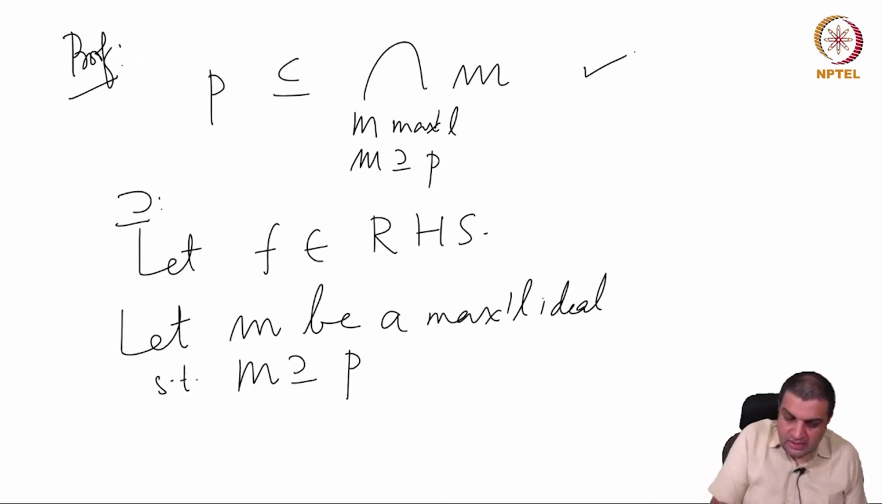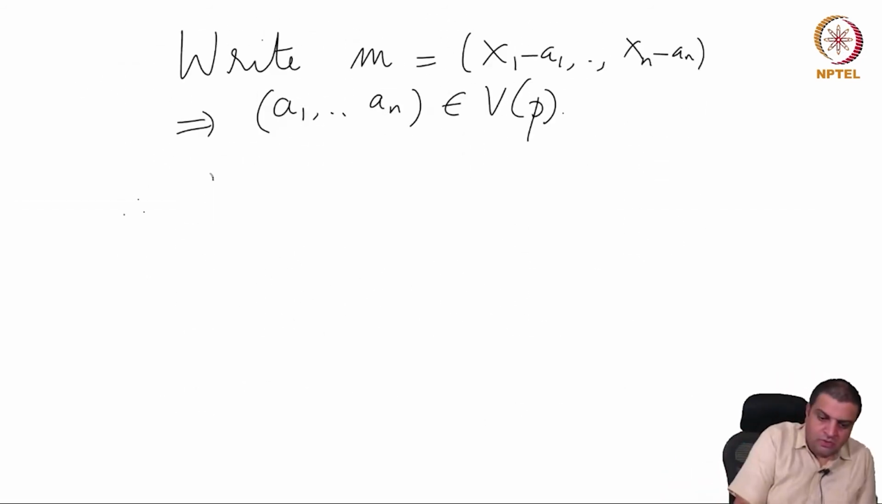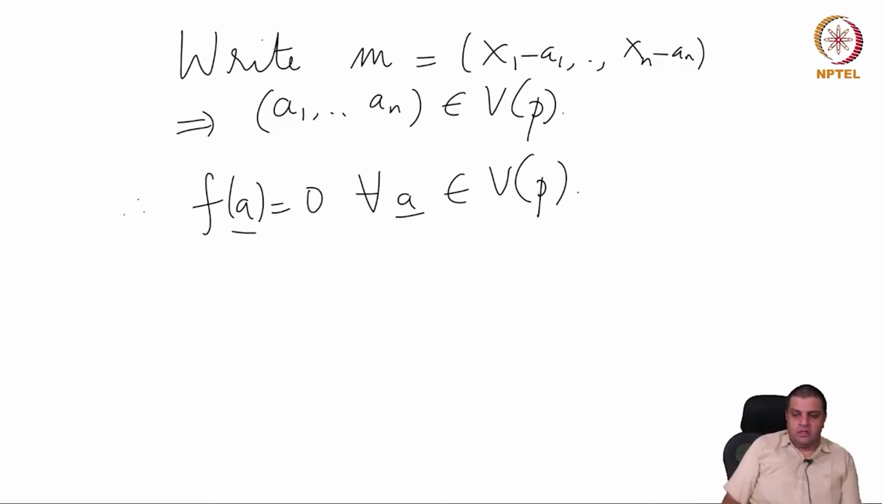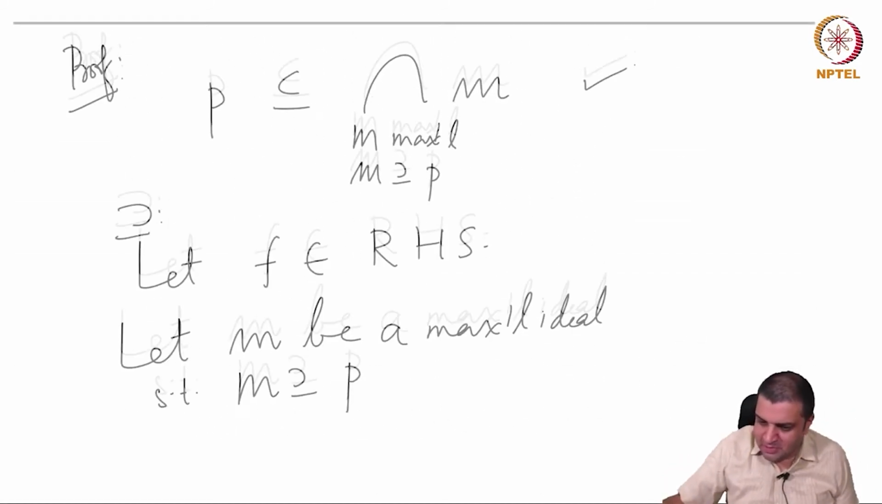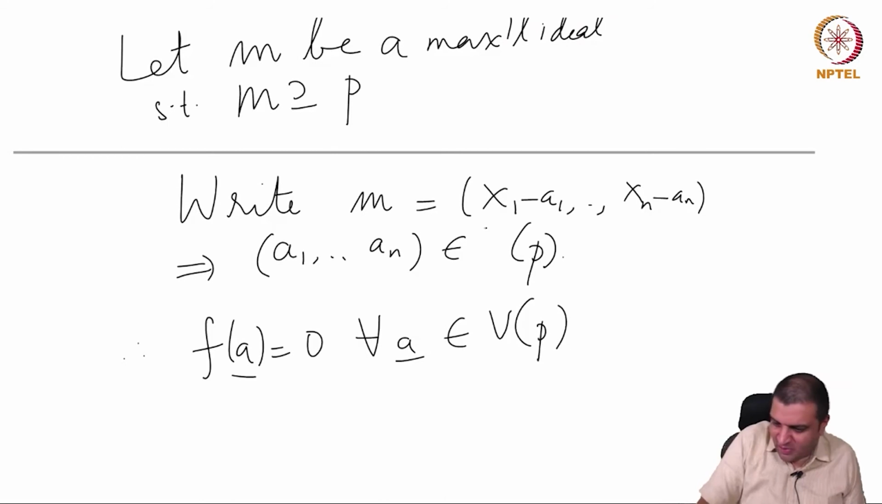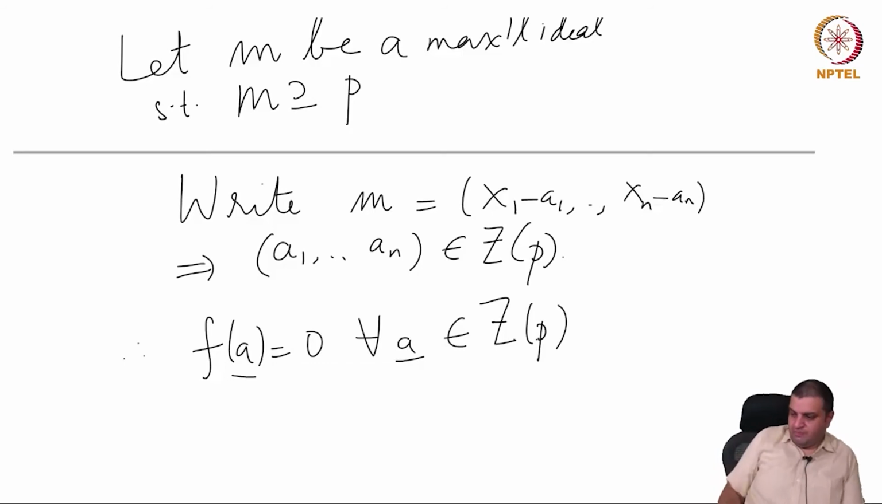So now, what does this say? If you take an F which is on the right hand side, then we have taken every maximal ideal containing P, which means we have taken every point inside V of P. So F vanishes at every point inside V of P. Therefore, f of A is 0 for all A inside V of P. Sorry, I should have been consistent with my own notation. I apologize. This is what we had begun calling Z, not V. Sorry, Z of P.